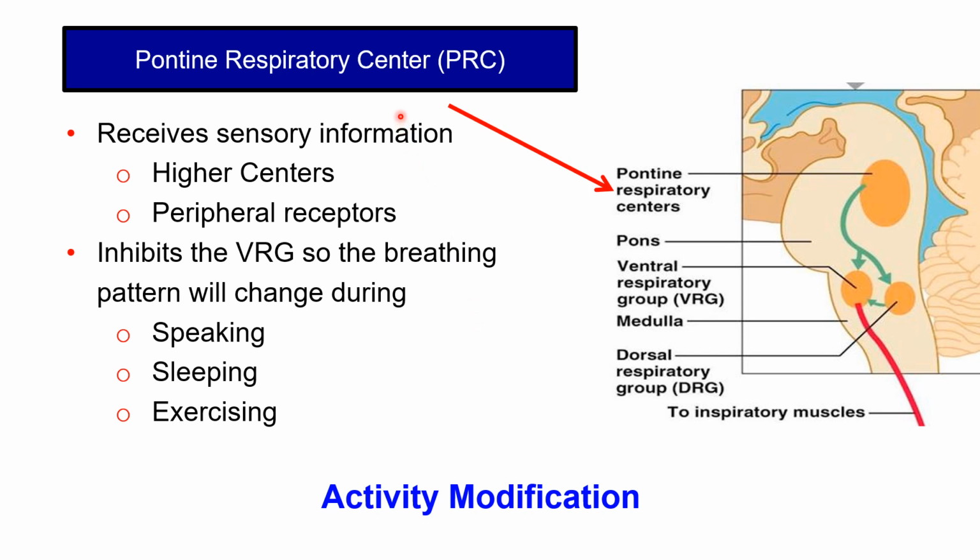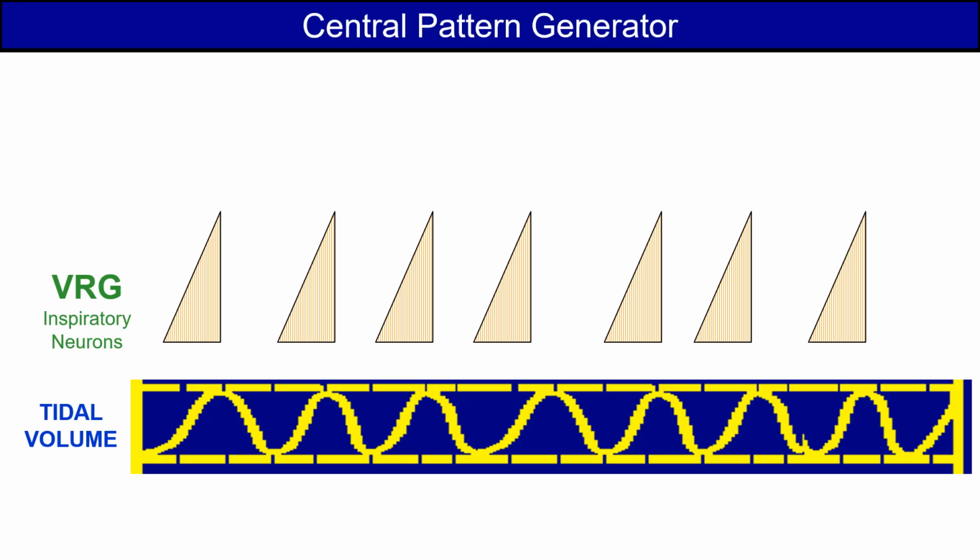The pontine respiratory center, which is this big one here, receives sensory information from the higher centers and the peripheral chemoreceptors. It inhibits the VRG so that the breathing pattern will change during speaking, sleeping, and exercising. So the central pattern generator is actually mainly composed of the VRG. The inspiratory neuron fires in a ramp-like manner, stops firing, then you have your expiration. So this is the one that is responsible for tidal breathing.